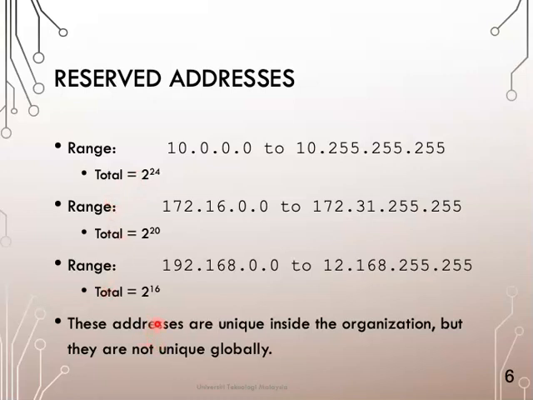All right, no router will forward a packet that has one of these addresses as the destination address, and the site must have only one single connection to the global internet through a router that runs the network address translation software, which we will learn in another part of chapter 6.